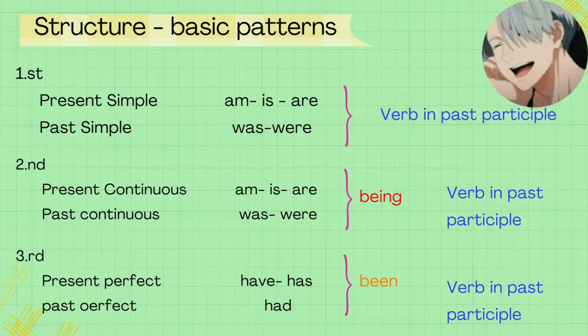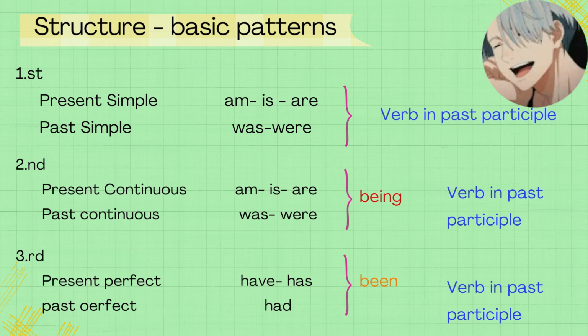There are four basic patterns for the verb in the passive voice. Simple tenses. The first, the present simple, am, is, or are, and the past simple, was, were. Then we will put the verb in the past participle, only that. The second is the continuous tenses. The present continuous, am, is, are, past continuous, was, were. Then we will put being, and finally the verb in the past participle.